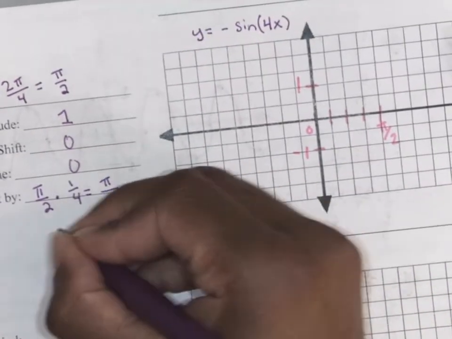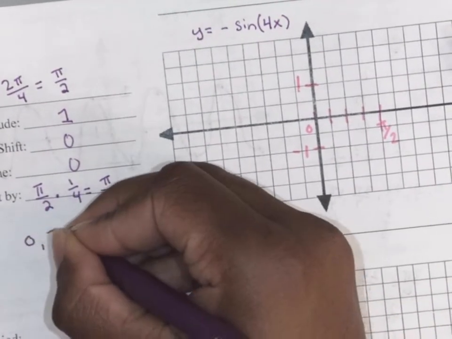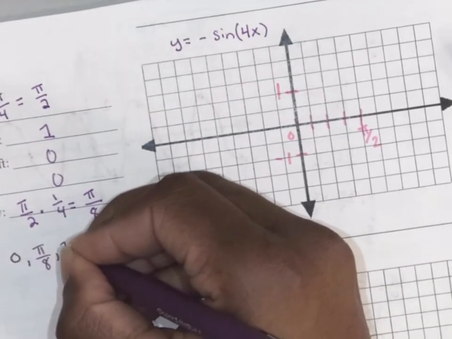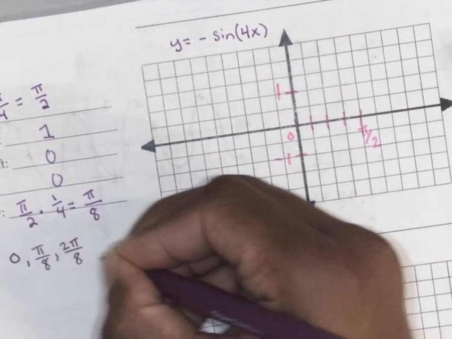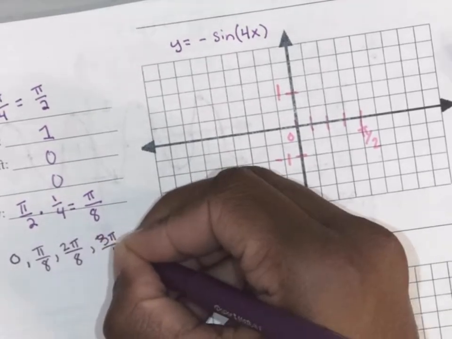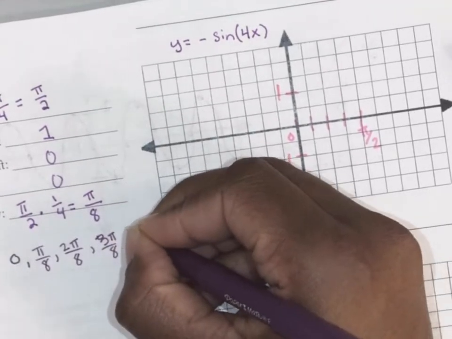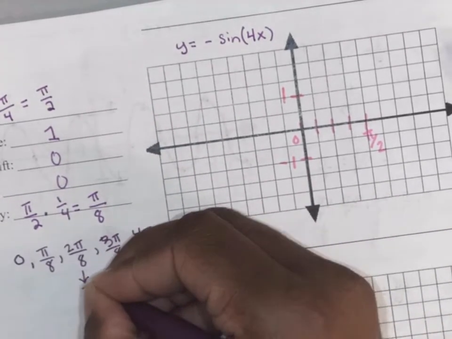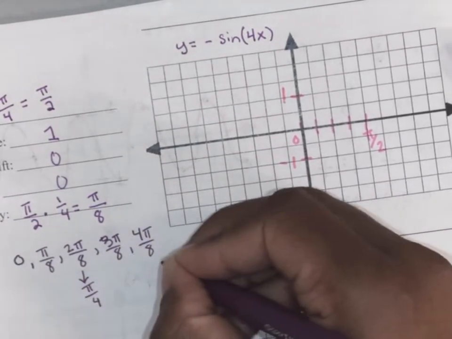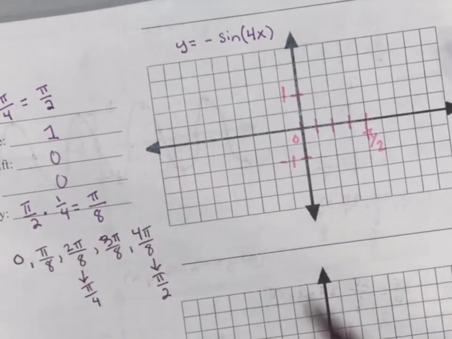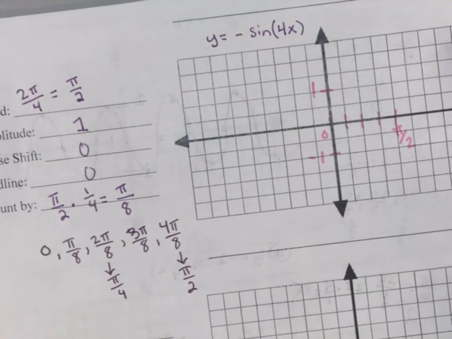So just to see where these points come from, we've got 0, we've got pi over 8, and then we'll add pi over 8 to that, which will be 2 pi over 8. Add pi over 8 to that will be 3 pi over 8. Plus pi over 8 will be 4 pi over 8. And we can reduce this one to pi over 4, and then we can reduce this one to pi over 2, which is where we should finish our period.